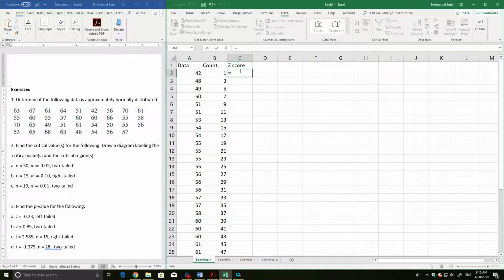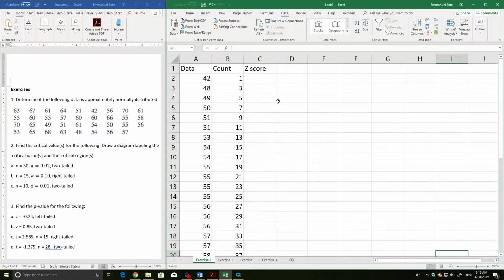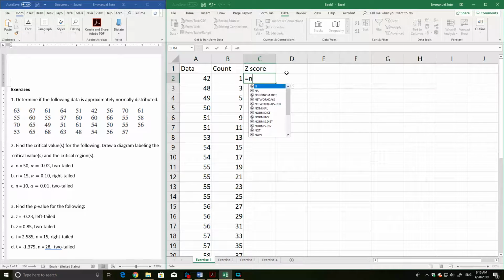So to calculate the z-score, you're going to be using the function known as, and I'll zoom in here so you guys can see that, the function is NORM.S.INV, and this function returns the z-score for a normal distribution. So then we're going to open the parentheses, and now it's asking for a probability. You're going to calculate this probability using the following formula.